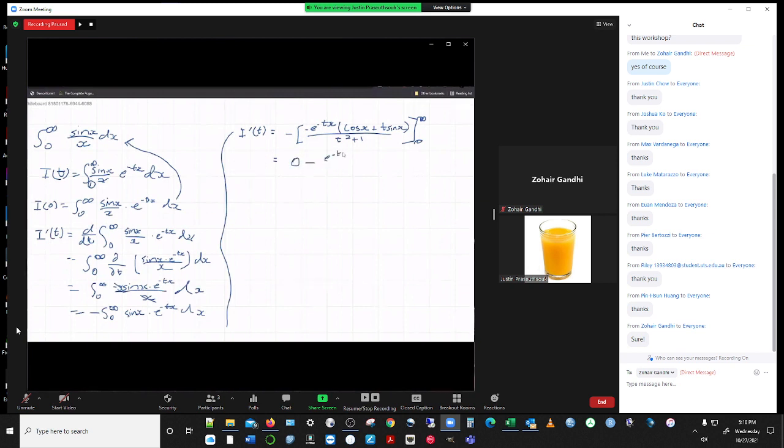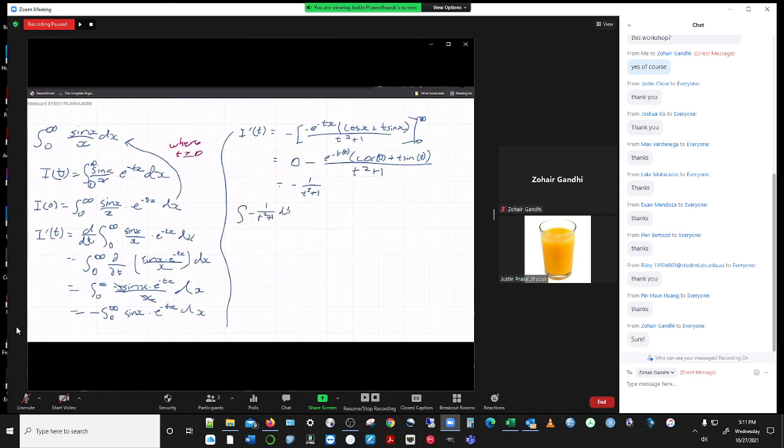So then we get 0 minus, and because we sub 0 in, we just end up getting negative 1 over t squared plus 1. Additionally, t has to be above or equal to 0 for this to work, so that e can stay in the denominator instead of going on the numerator, because then it just won't work.